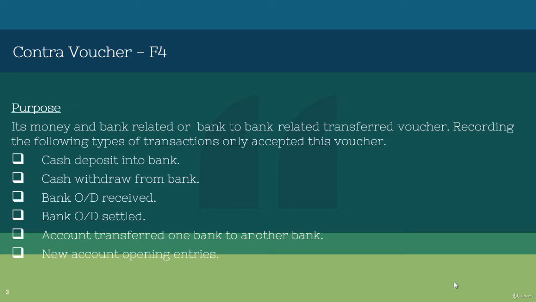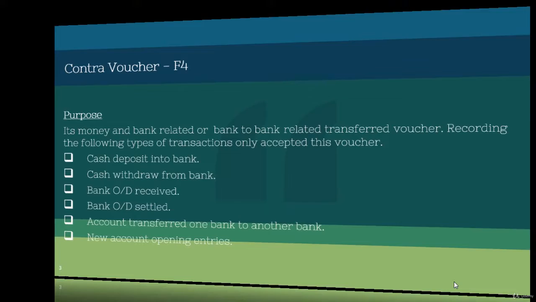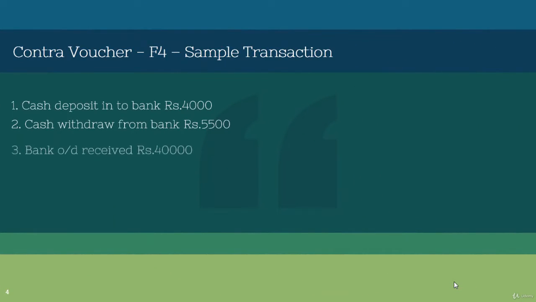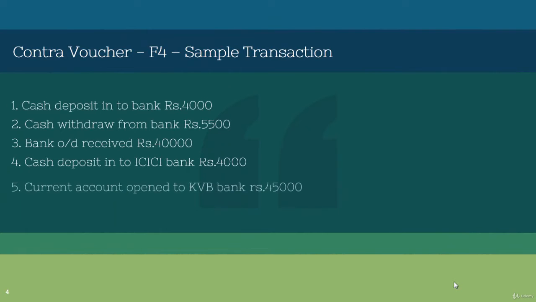The shortcut is the F4 key. If you press the F4 key, the contra voucher will be activated in the Tally program. Now we are going to look at sample transactions for the contra voucher.